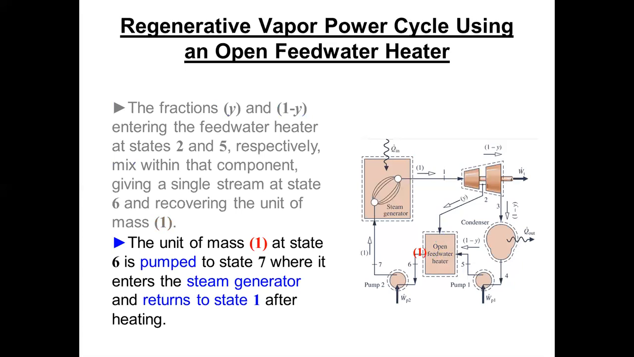So the unit mass, or the total mass flow, however you want to think about it, 1 at state 6 is pumped. We're going to pump it into the boiler, where after heating, that takes us all the way back around the cycle. So hopefully that's clear to you now.